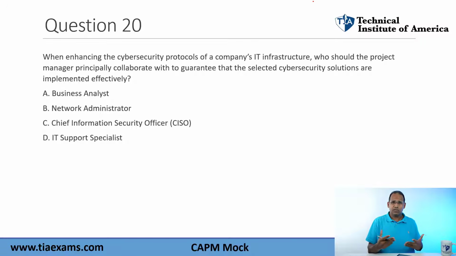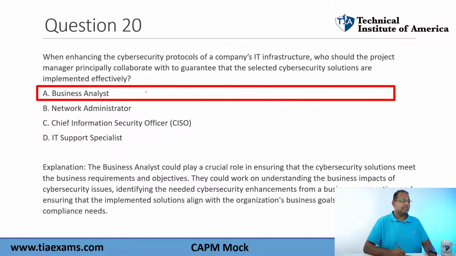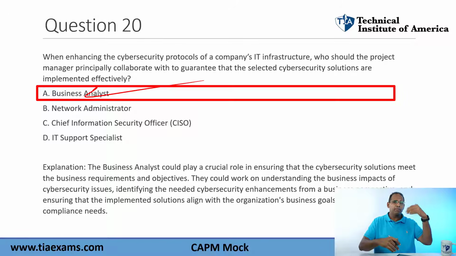So who should you be working with as a project manager to ensure that solutions we're going to be implementing meet the company's requirements? This really sounds like a job, if you guessed it, correct, for a business analyst. That's right. So business analyst works with the project manager. They work with the stakeholders. They work with the customers. They work with the team members to ensure everybody's on the same page.